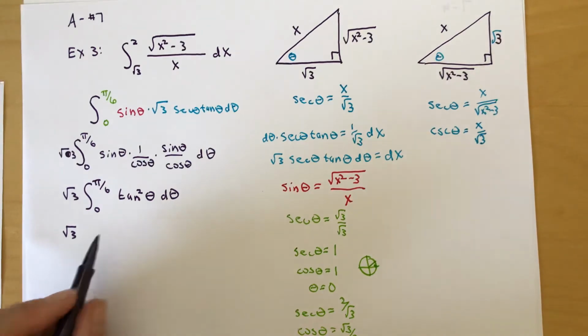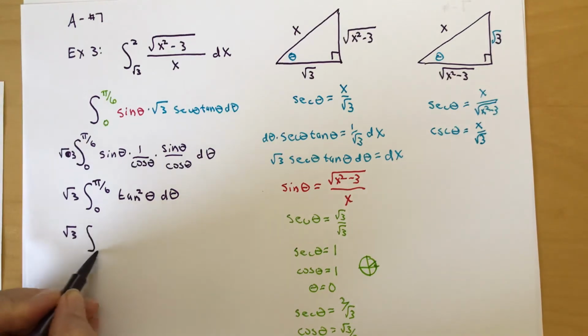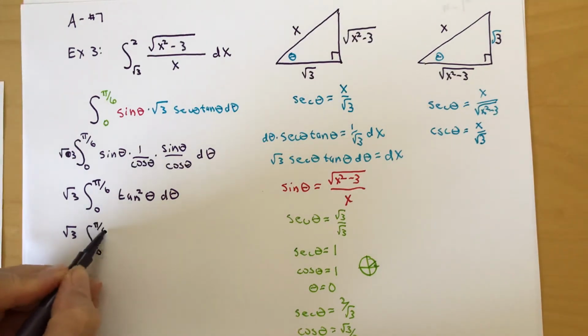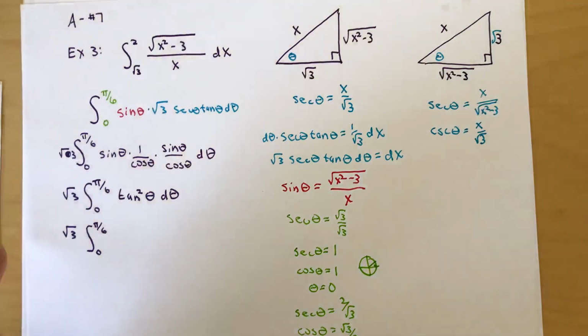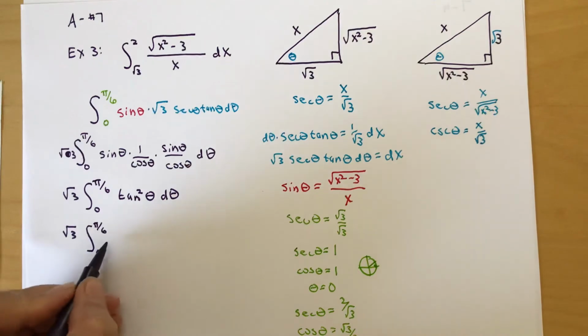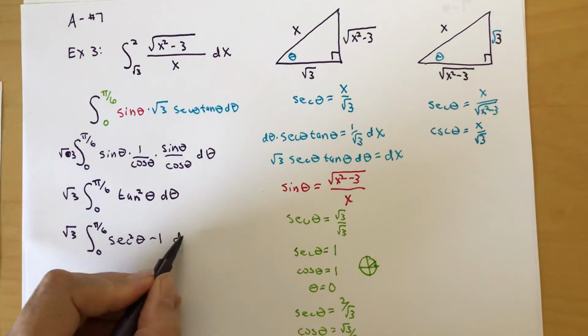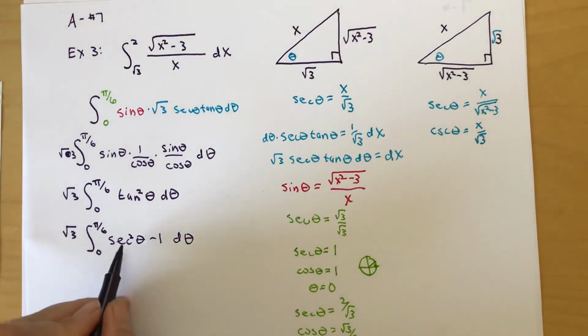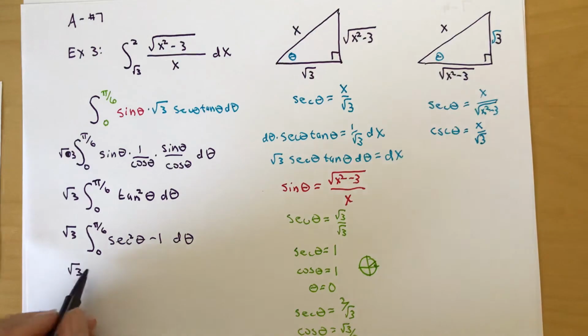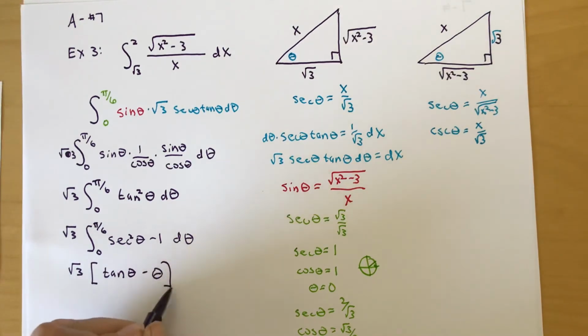I don't know an antiderivative that is tangent squared off the top of my head, but the Pythagorean identity is jumping out, saying pick me, pick me, pick me, and the Pythagorean identity for tangent squared is secant squared theta minus 1. And I know the antiderivative of secant squared. That is just tangent theta. The antiderivative of 1 is theta. This is from 0 to pi over 6.